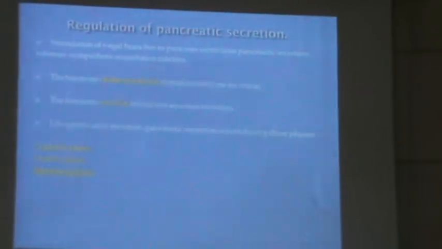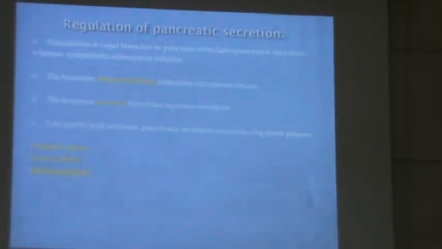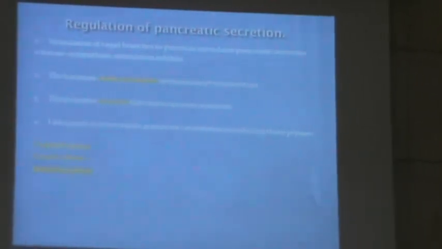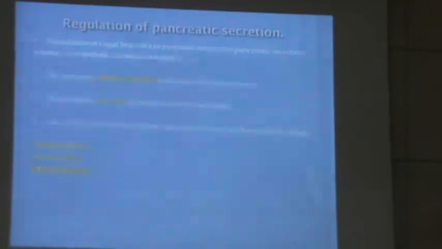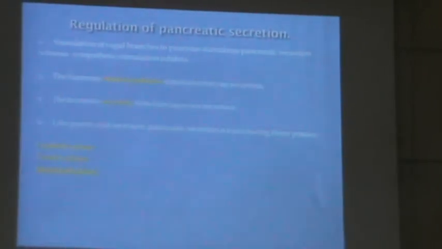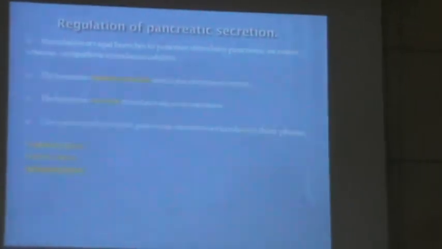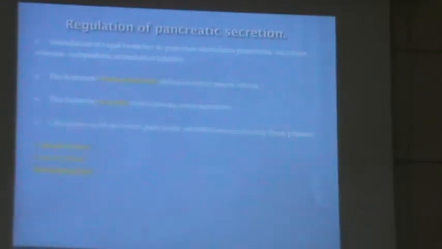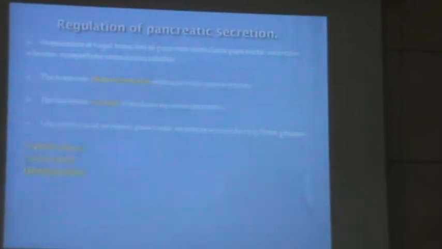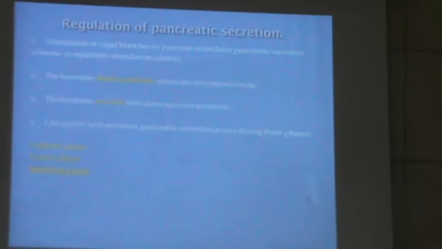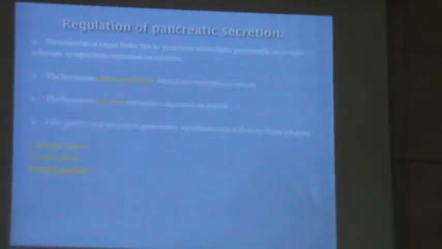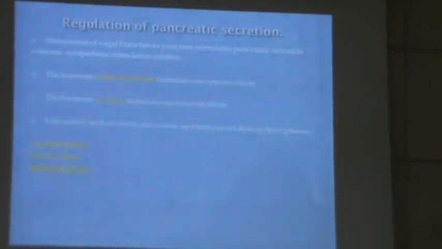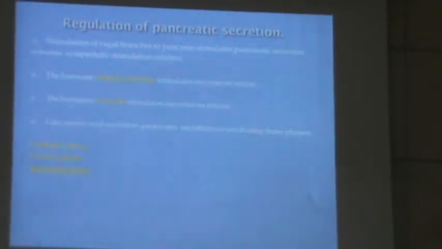Now we come to the regulation of the pancreatic secretion, as with other glands or any control system in the body. Of course all of you by now understand the concept that any control in the body is usually by nervous mechanisms and hormonal mechanisms, and this is the same also for the pancreatic secretion. The nervous, of course, is the autonomic.